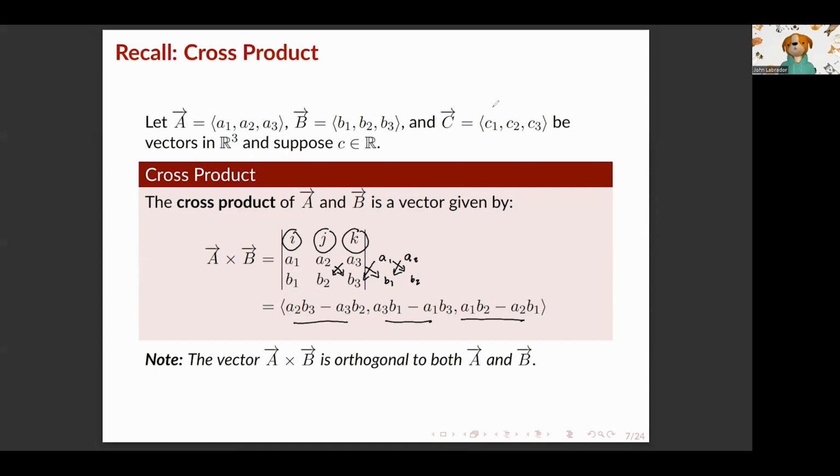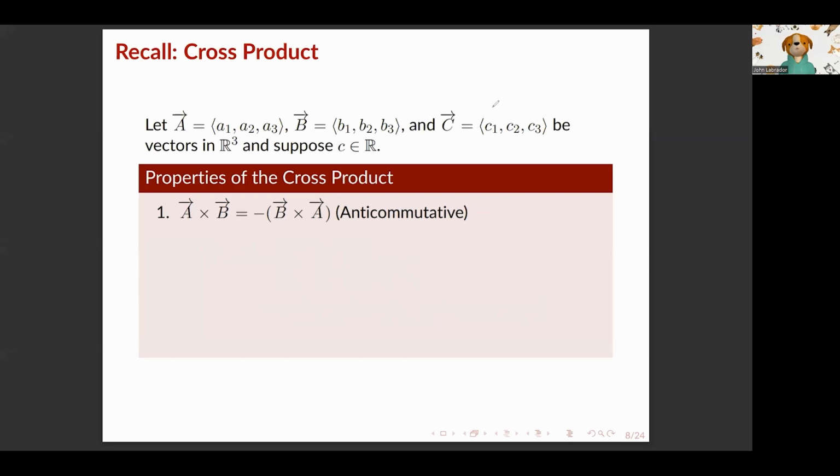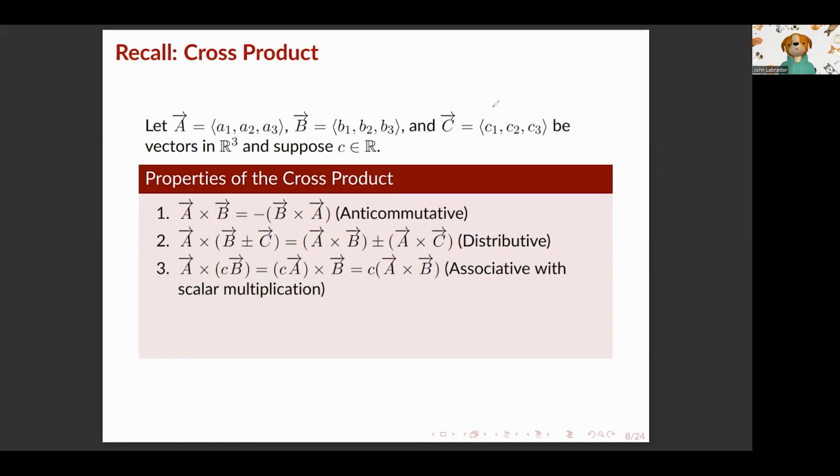So the cross product also has its own set of properties. Number one is that it is anti-commutative. So it is not like the dot product, which is commutative. So the order really does matter for the cross product. However, for properties 2 and 3, it's just the same. The cross product is also distributive and it is also associative with scalar multiplication.